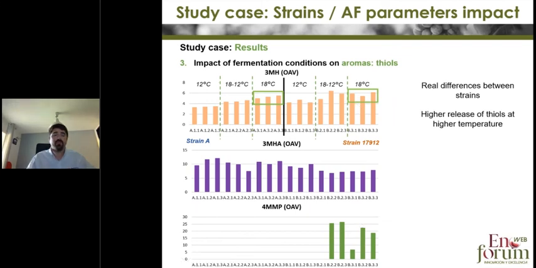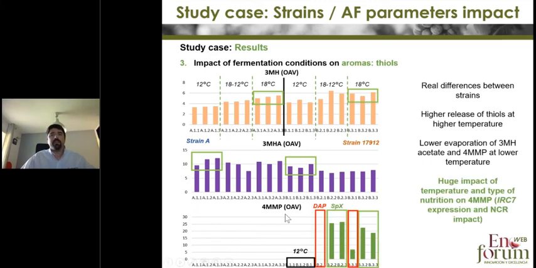But what we see as well, as for the fermentative flavors, is the same for the 3MH acetate. Even if you produce less 3MH, you have a higher concentration of 3MH acetate at lower temperature because you don't lose it by evaporation. And the most interesting point is the huge impact of the fermentation conditions on 4-MMP. You see that at 12 degrees C, you have no release of 4-MMP. But at higher temperature, you have very small or no release of 4-MMP when you have DAP, so diammonium phosphate, at the beginning of the fermentation.